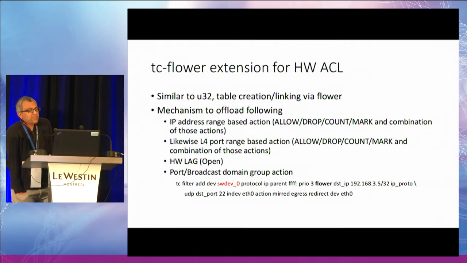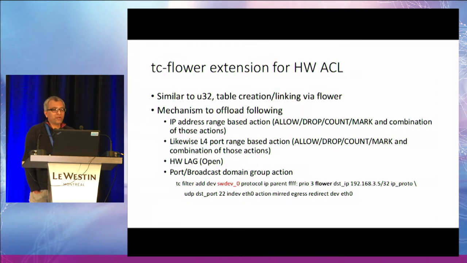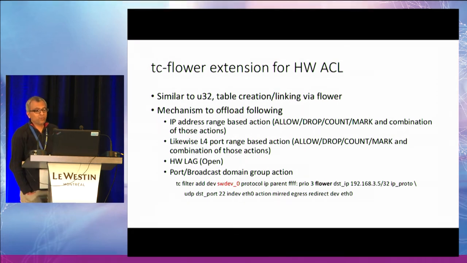So we saw similar activity, basically table creation and linking via a TC flower. So likewise, I think it would be nice to also have an ability to specify the IP address range, not just based on the mask, and basically any actions such as allow, drop, count, and mark. So this is generally when we have the hardware ACL, how we can offload some of this feature in the hardware ACL, using the absolute ranges for the IP address and the port. And the next one is the hardware lag and the port broadcast domain group action. So I'll let Anjali answer those last two.